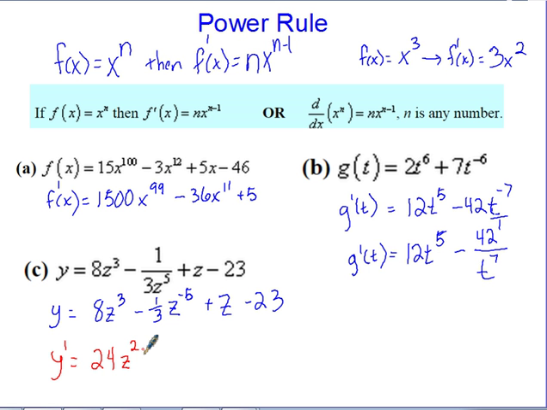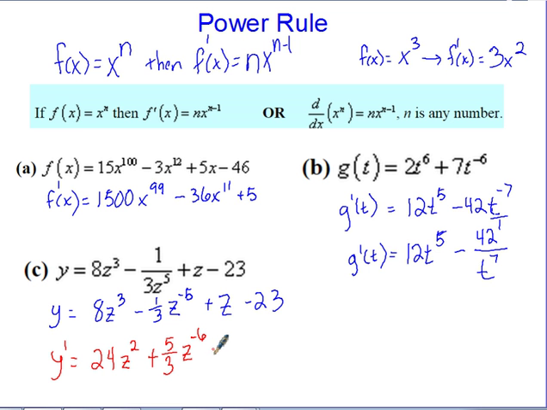Negative 5 times what? Negative 1/3. So a negative times a negative is going to be a positive. What's 5 times 1/3? 5/3. Right? Z, negative 6.